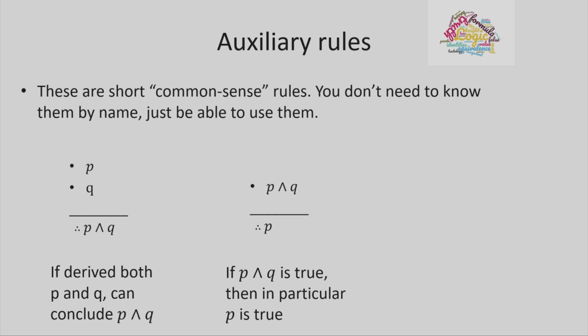Here is a kind of an opposite rule. If you've derived that P and Q are both true, well, in particular, that tells you that P must be true.